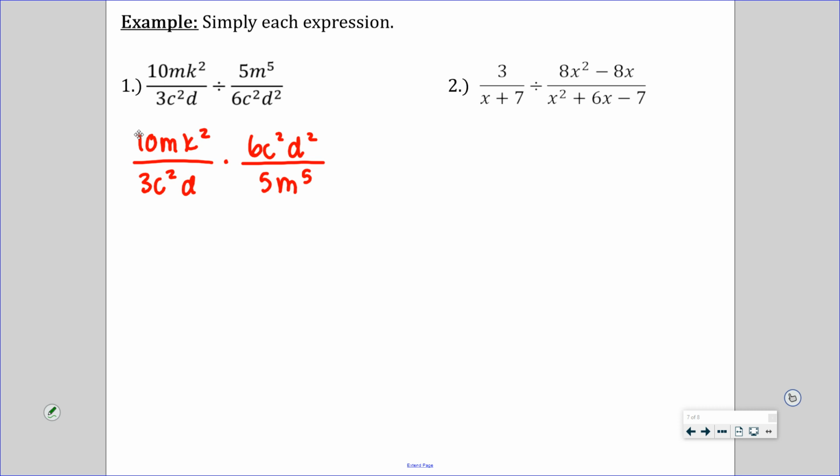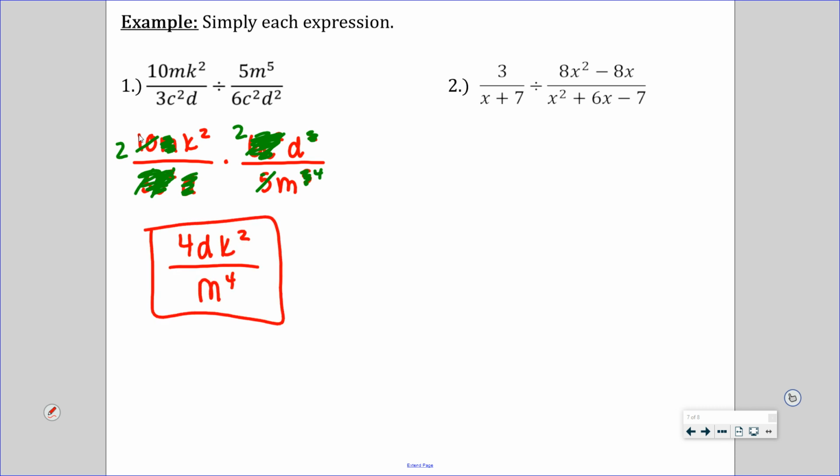But you know what common factors we have, so let's start with numbers. 5 and 10 have a common factor of 5. 3 and 6 have a common factor of 3. And c squared: top and bottom both have c squared, so those are all gone. If you want to scribble, you can clearly see what's left. What about the d's? There's 2 up top and 1 down here, so you can cancel out 1 and 1, leaving one d. Then one m up top, and m to the 4th down here. And there's no k on the bottom. So this ends up being 4dk squared over m to the 4th. That's it. Cool, this is a good unit.